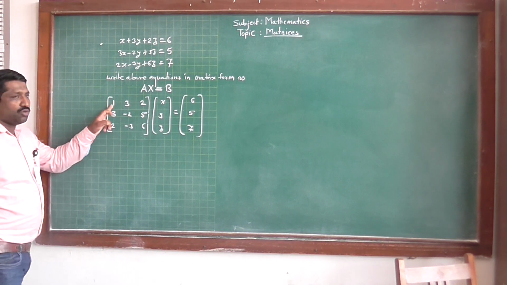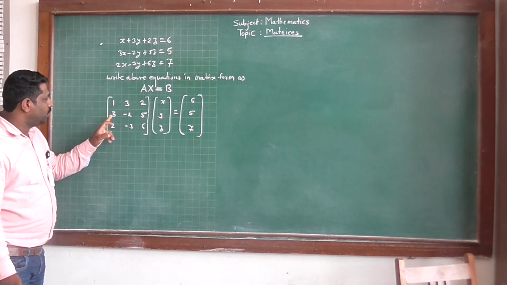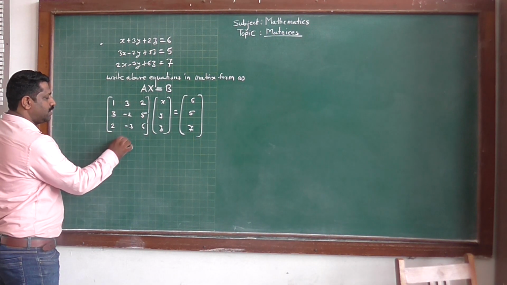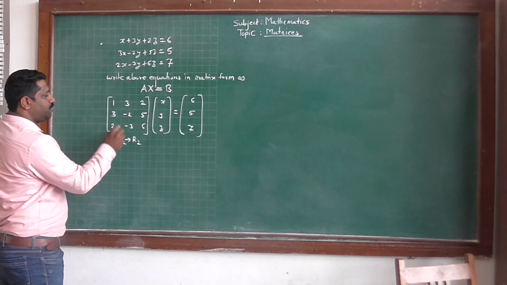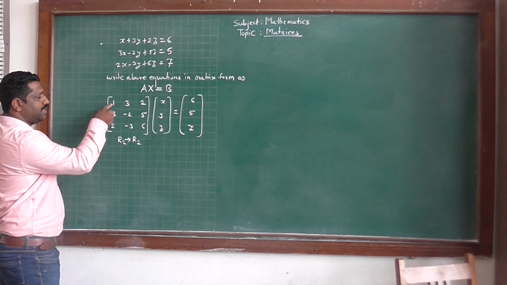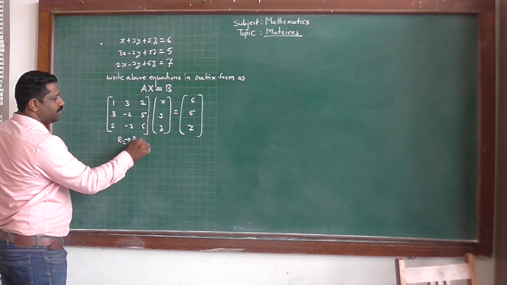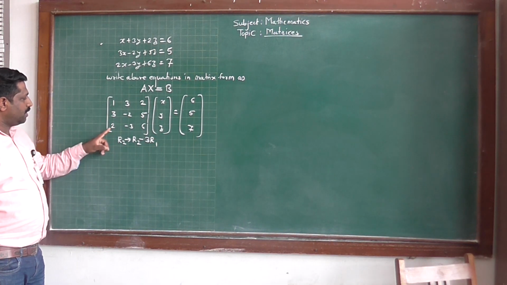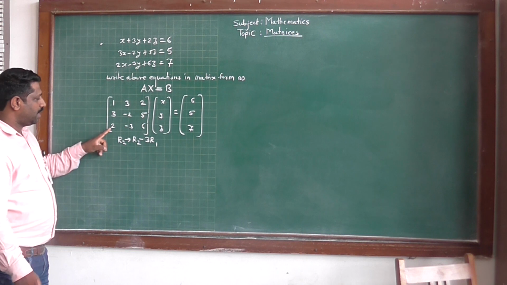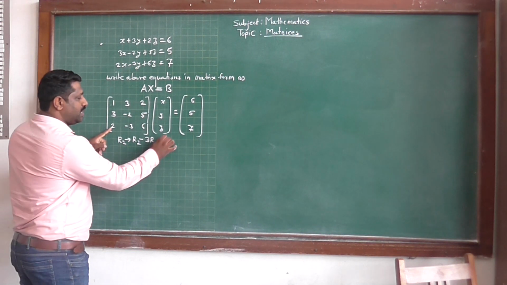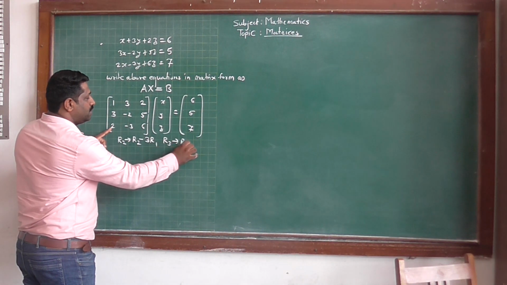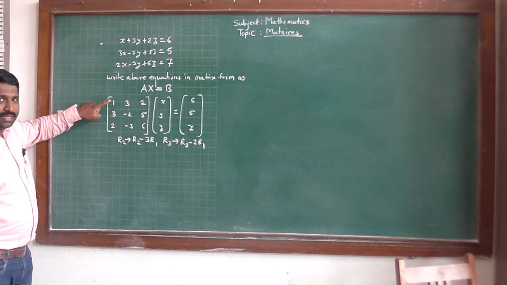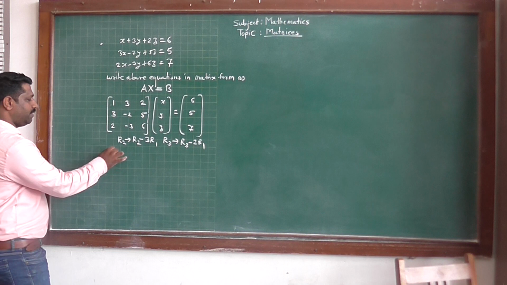Now here the left hand top corner element is 1. By using this one we reduce this 3 to 0 and this 2 to 0. So for that, R2 changes to R2 minus 3R1: we multiply this 1 by 3 and then subtract it from this 3. Now we reduce this 2 to 0, and this 2 lies in the third row, so R3 changes to R3 minus 2R1. We multiply this 1 by 2 and then subtract it from the third row.